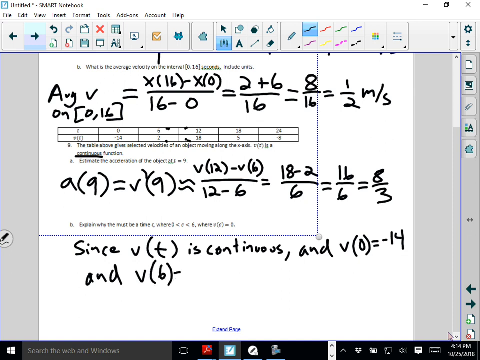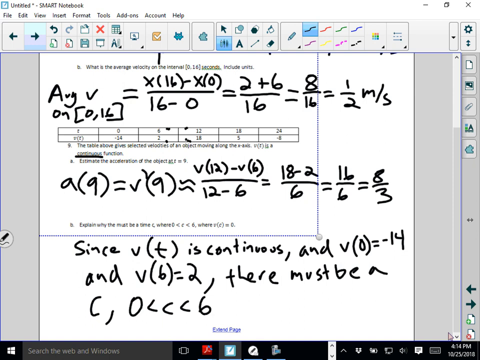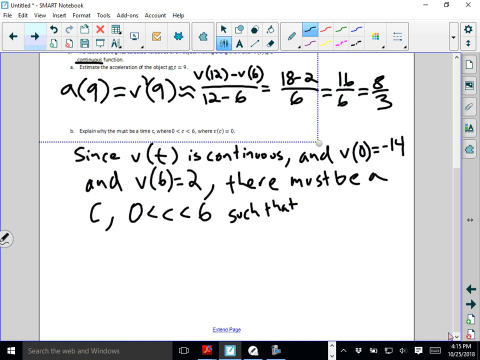There must be a time c. Now I can just kind of restate the question prompt. There must be a c where 0 is less than c is less than 6, such that v of c equals 0 because of the IVT.